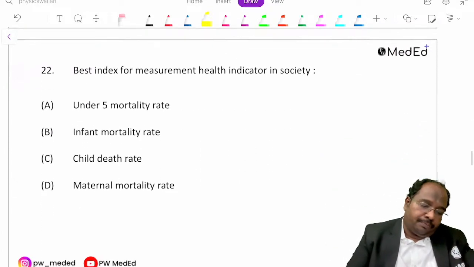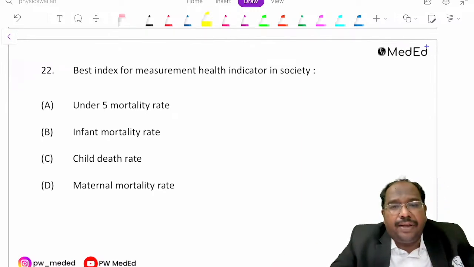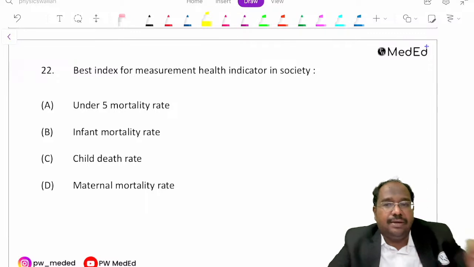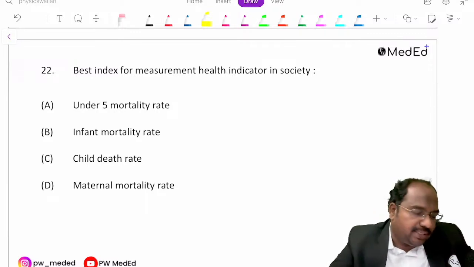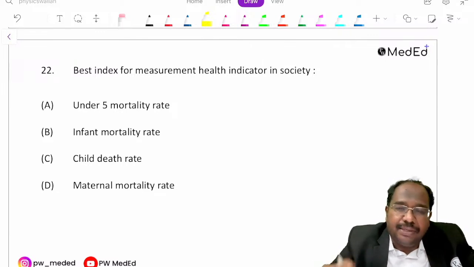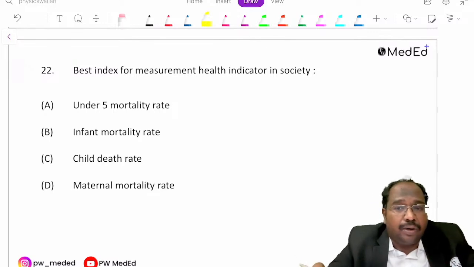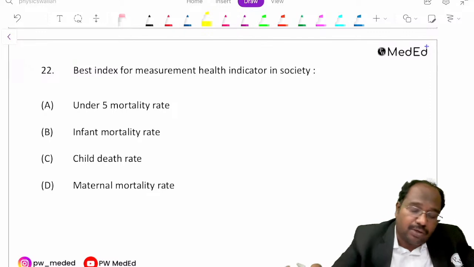Next question. Breast milk is deficient in vitamin K, that's why we give the vitamin K injection. But we can't say that about vitamin C. Vitamin C is more in breast milk when compared to cow's milk.